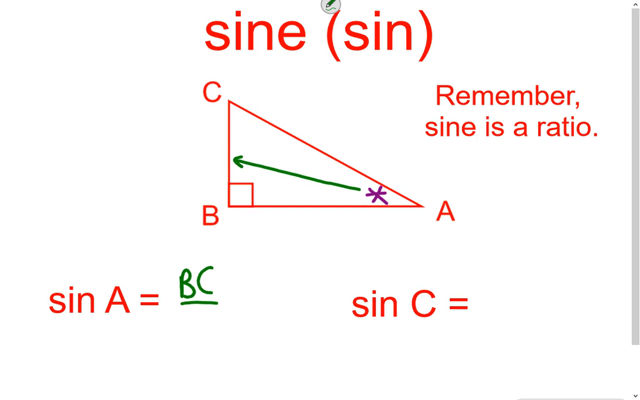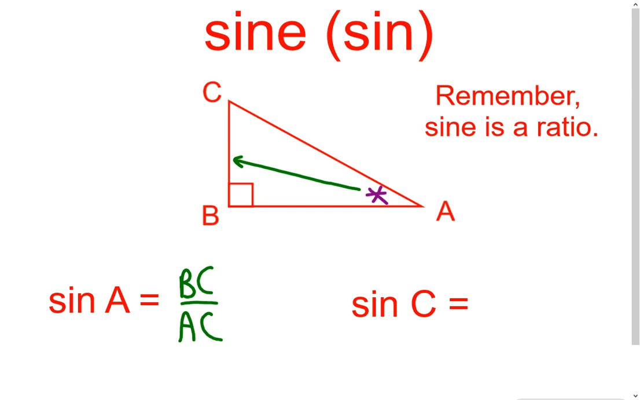Over the hypotenuse, well, the hypotenuse, that's always the same. That's never going to change in a right triangle. It's the longest side. It's the one that's opposite the right angle. So in this one, that's going to be side AC. So my sine ratio for angle A is side BC over side AC.